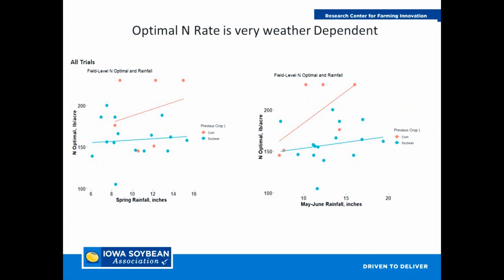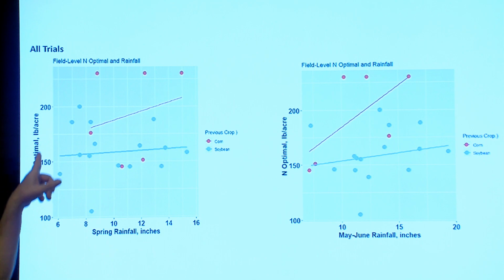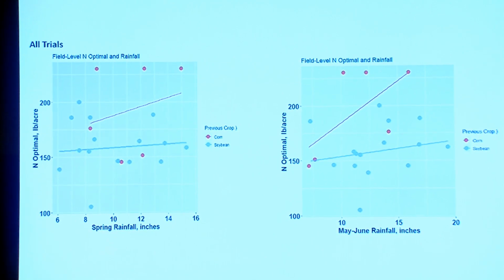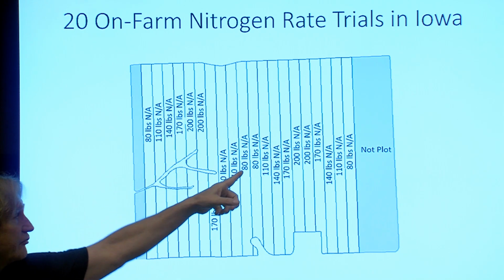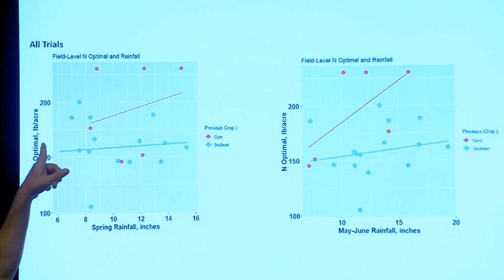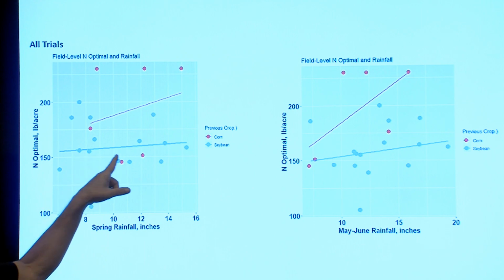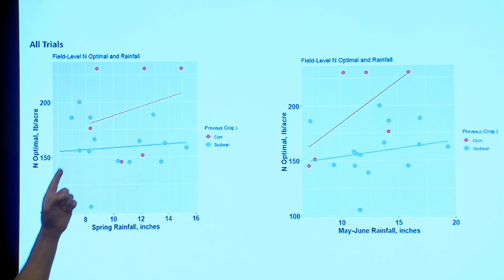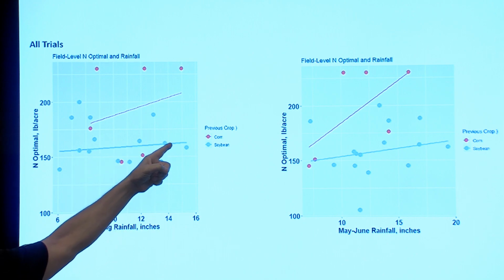This is the most complicated graph I'm going to show you, so let me take a minute to explain it. On the x-axis is spring rainfall, and here I have the nitrogen optimum rate. If I go back to this graph, say 170 pounds was the optimum rate in this field that we determined. So we plotted what the optimum nitrogen rate was as a function of spring rainfall. What I want you to notice is that for corn after soybeans, it's a pretty flat response. As it gets wetter, you can see the nitrogen optimum goes up a little bit.